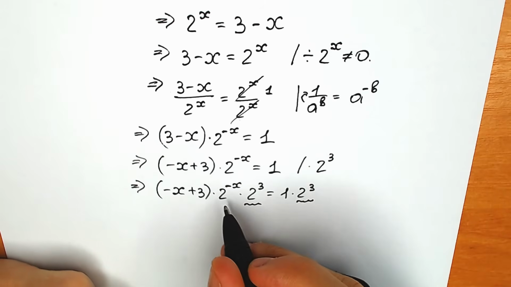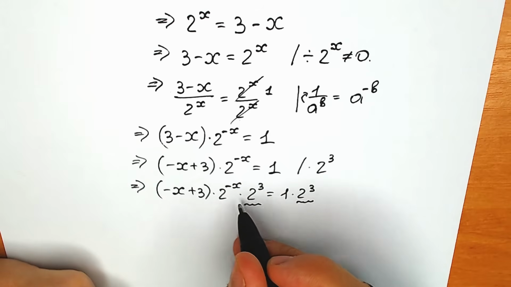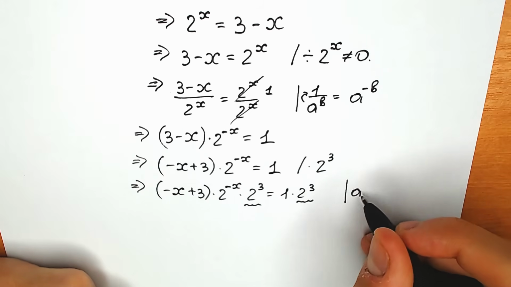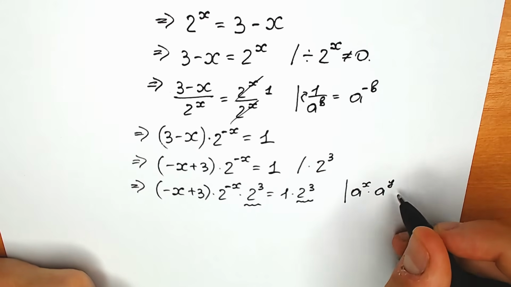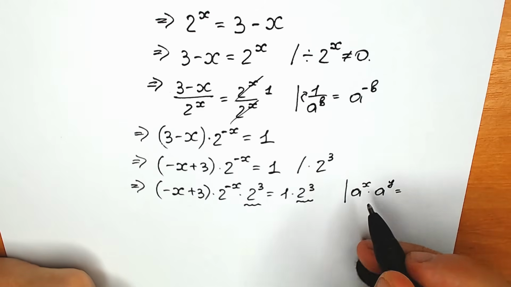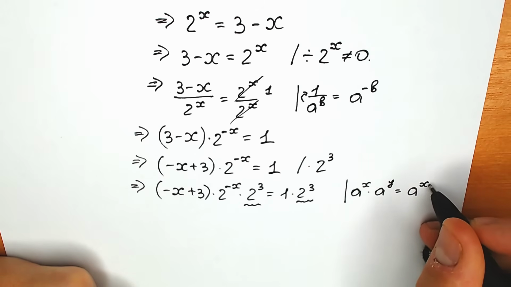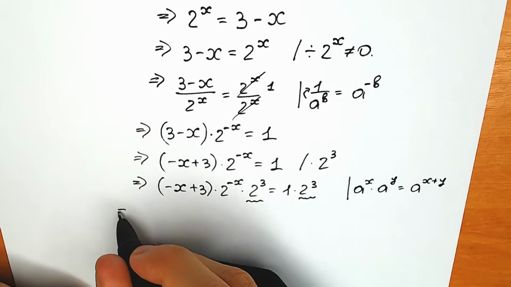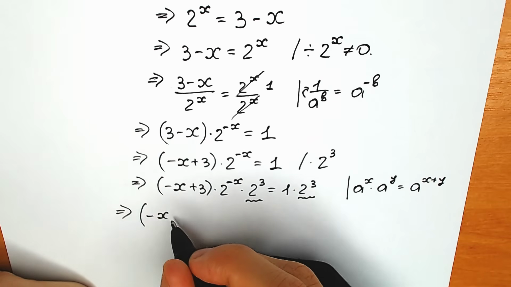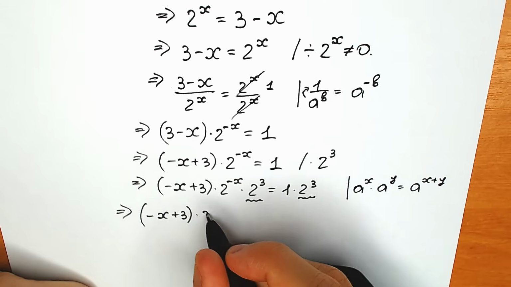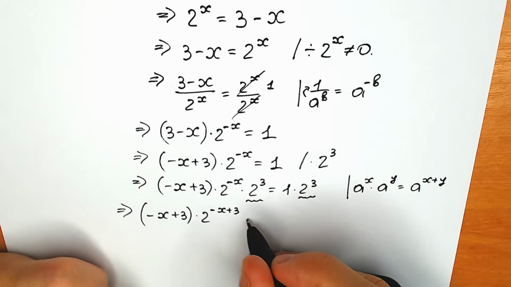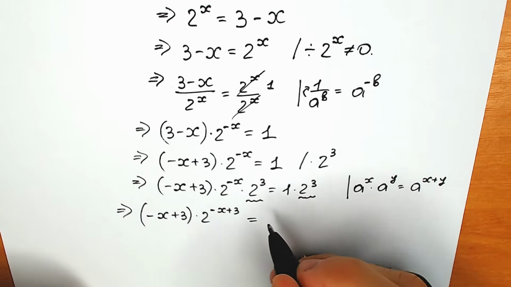Right now, let's look closely. Let's group these two expressions, 2 to the power minus x and 2 cubed. We have the same base, multiplication, and different powers. We need to remember this identity from school: a to the power x times a to the power y, the same base but different powers, is equal to a to the power x plus y. Let's apply this power rule right here. As a result, the same beginning, minus x plus 3, times 2 to the power minus x plus 3, equal to 8, because 2 cubed equals 8.